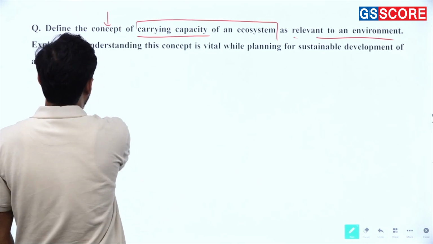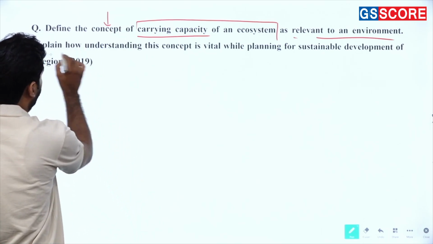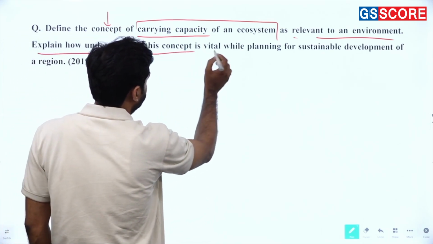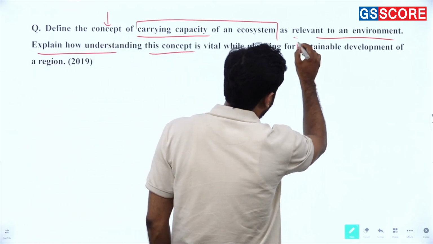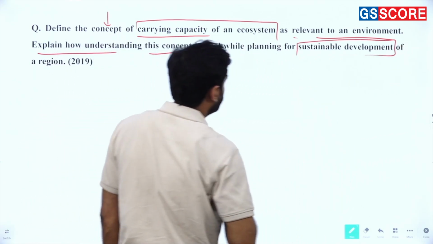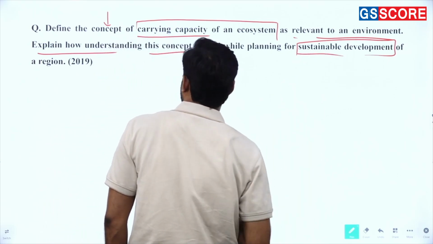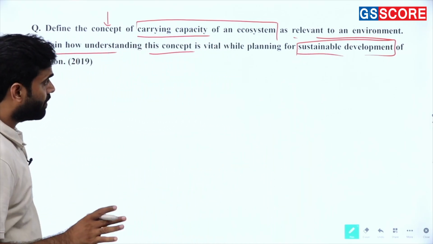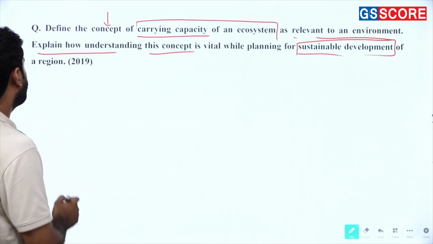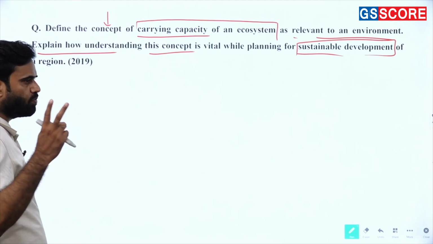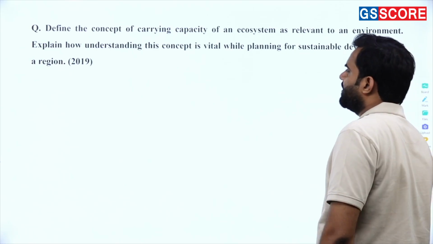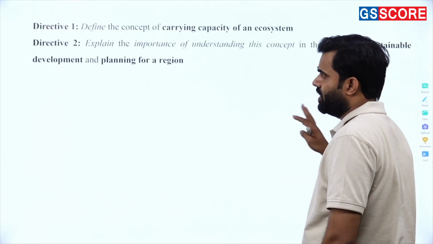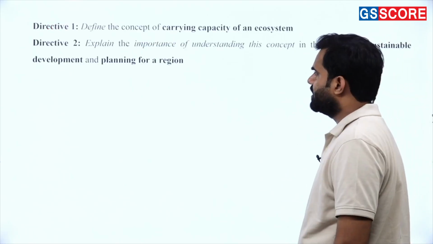Now the second phase of the question is: explain how understanding this concept is vital while planning for sustainable development. This means the second part of the question is talking about the sustainable development of a region. Getting my point? This question has two parts or two phases. Now we have to understand it in a different way.